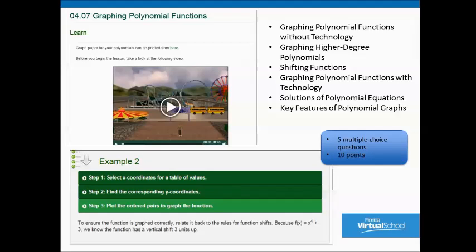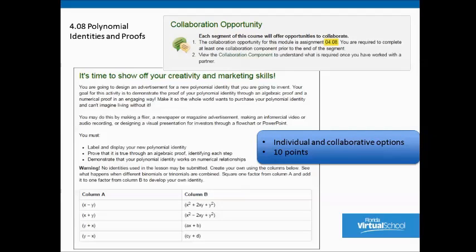The assessment is 5 multiple choice questions worth 10 points. 408 is a collaboration opportunity. This is fully teacher graded. The students can work on their own or they can work with another student.